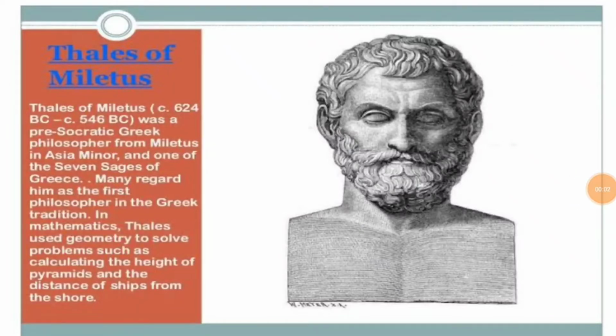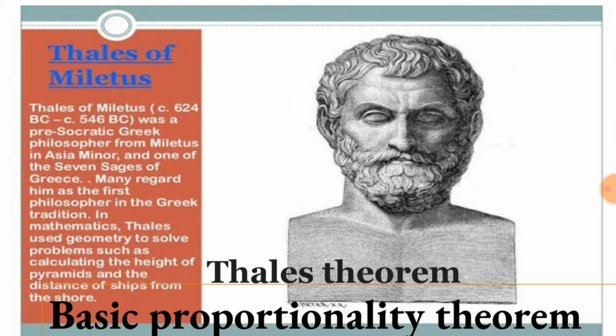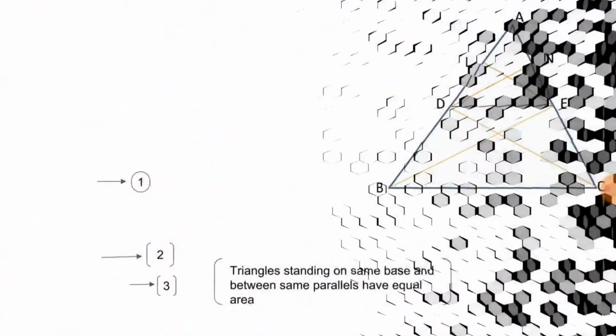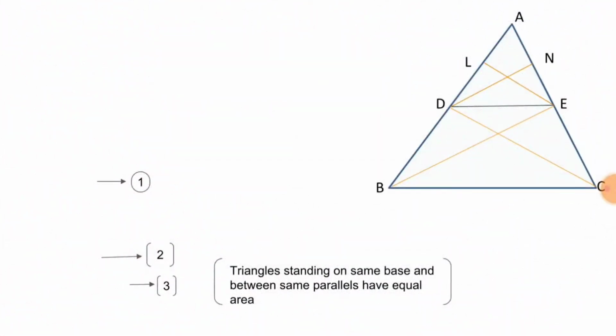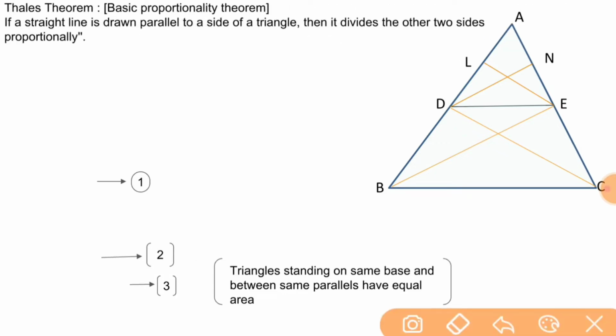Dear children, today we are going to have a discussion on a theorem, and its name is Thales theorem. This Thales theorem is also called the basic proportionality theorem, or in short, BPT. When a theorem starts, it starts with a statement, so let us first see what the statement of the theorem says.